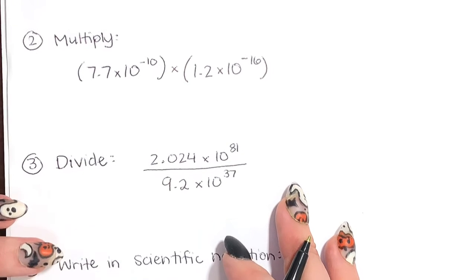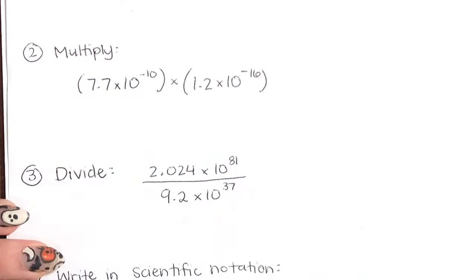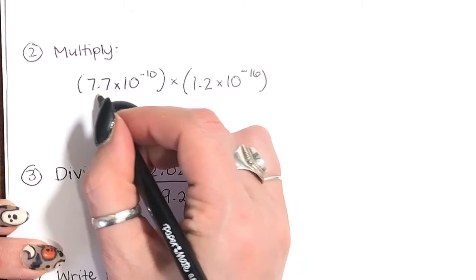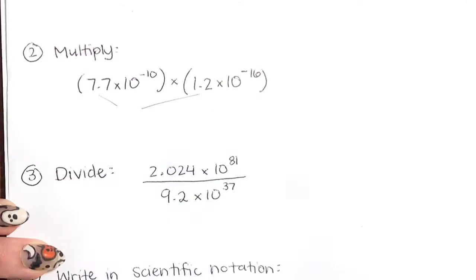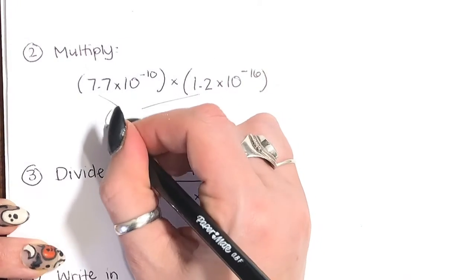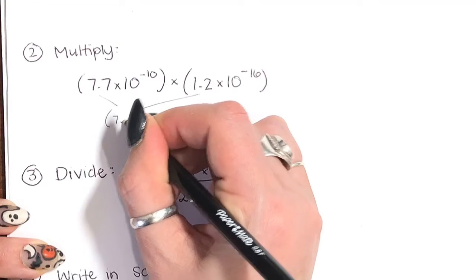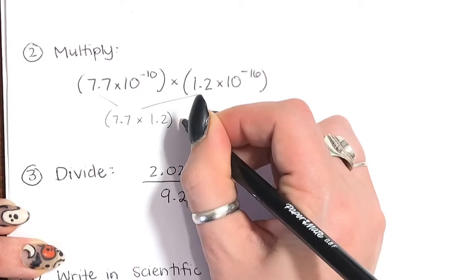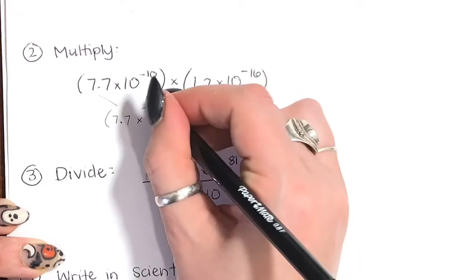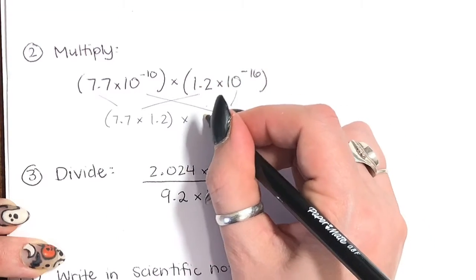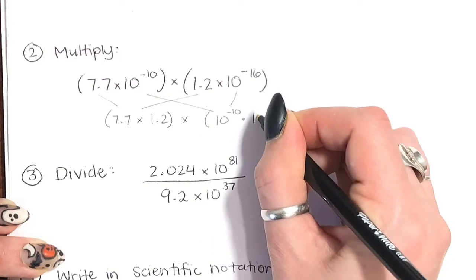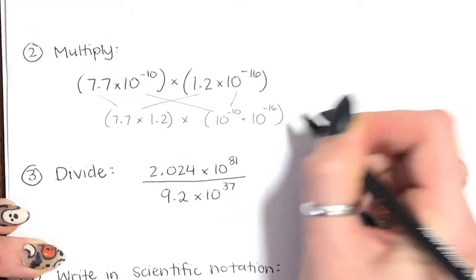Hey, sometimes you'll be asked to multiply two different scientific notation numbers. When you do this, you're going to multiply the front two parts, your number parts. So I'm going to group them. I'm going to do 7.7 times 1.2 in a group. And then you're going to put your tens together, so that we have 10 to the negative 10 times 10 to the negative 16.